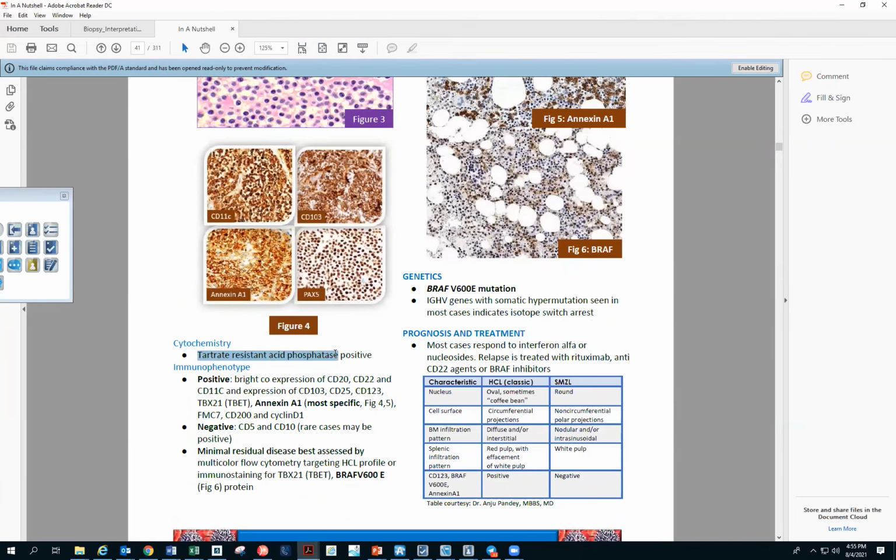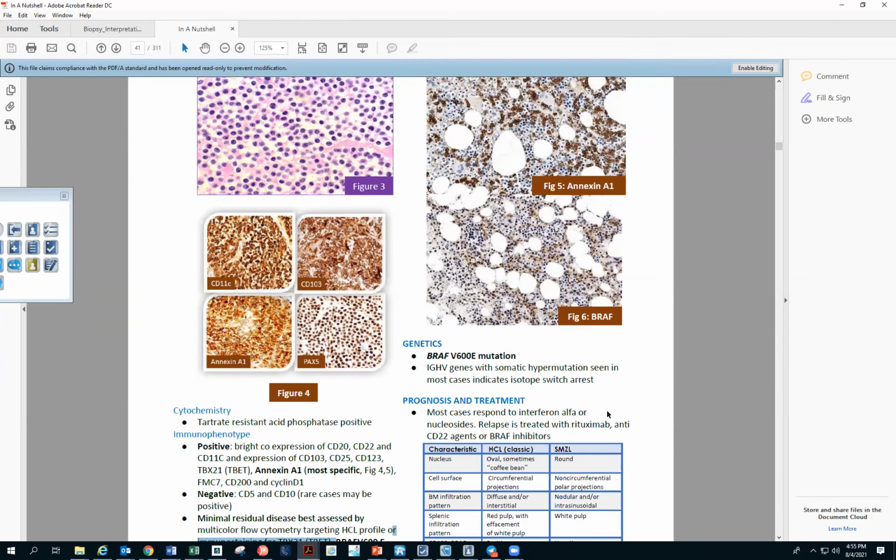Cytochemistry, TRAP positivity, they used to give it a lot of emphasis previously. I think that now the annexin and BRAF are more important. Immunophenotype: positive for bright co-expression of CD20, CD22, 11C, expression of 103, 25, 123, TBET, and annexin A1 is most specific. FMC7, CD200 will also be there, and cyclin D1 is also positive in hairy cell leukemia. And then negative for CD5 and CD10, rare cases can be CD10 positive, as we saw. Minimal residual disease is best assessed by multicolor flow cytometry targeting the hairy cell profile or immunostaining for TBET. And BRAF protein is also present. So annexin A1 and BRAF is shown here.